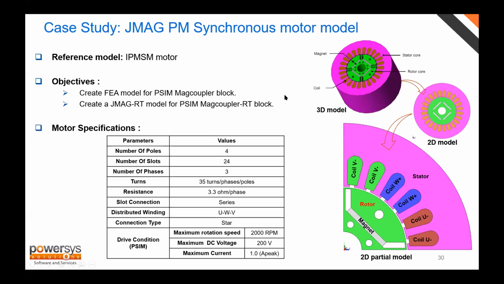First, we have taken one motor from Gmag Designer, and we have designed it. So Didier has designed this motor in Gmag Designer. You can see here directly the specification of your motor. The maximum speed is 2000, maximum voltage is 200 volt, maximum current peak is 1 ampere. It is a star connection type, number of poles 4, three phase, and so on. You can see the basic specification of your motor.